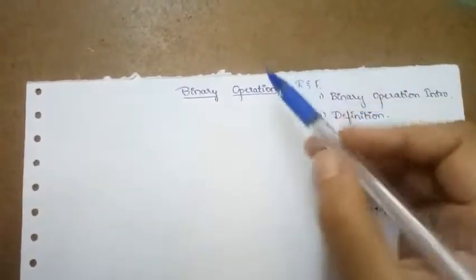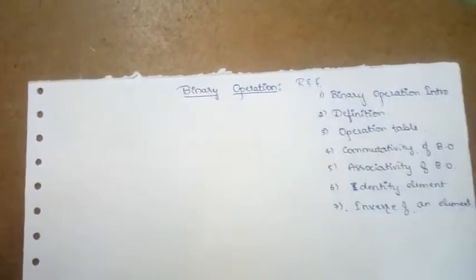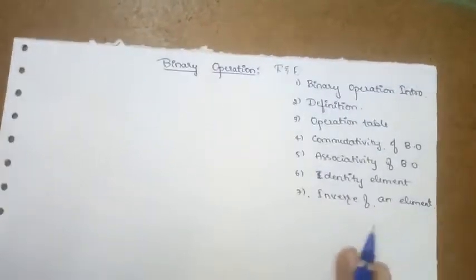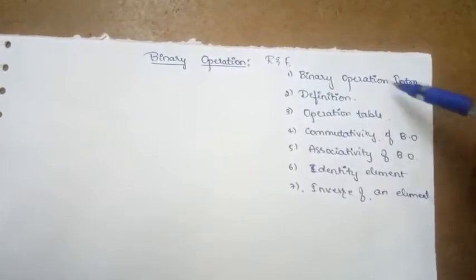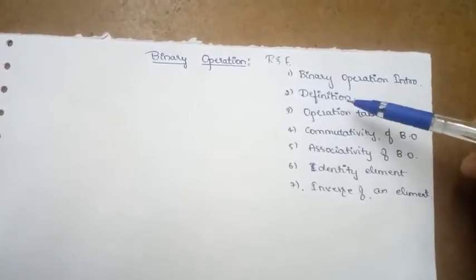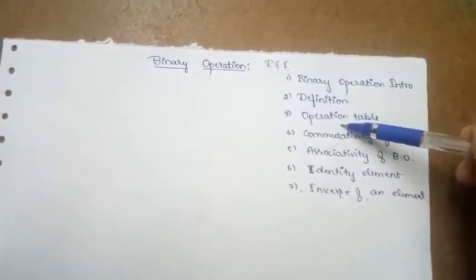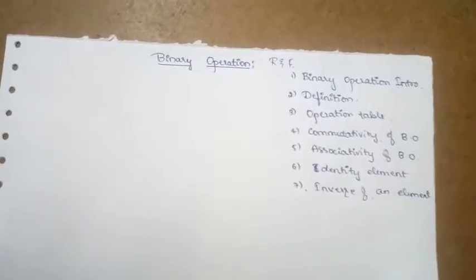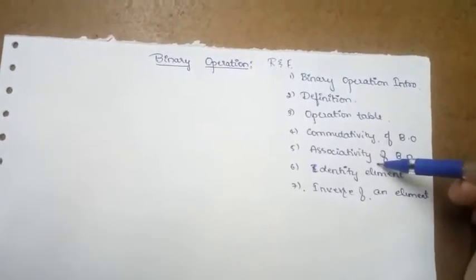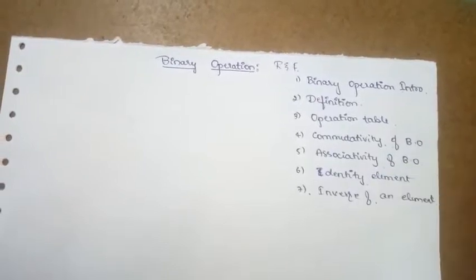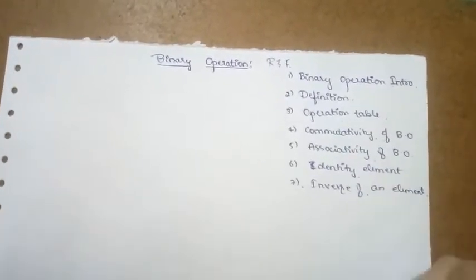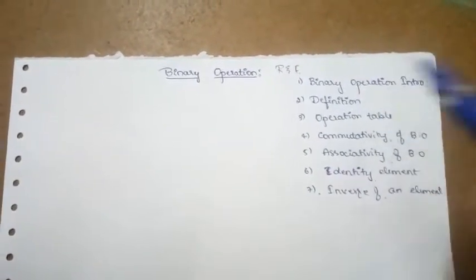So today, these are the topics which come under the binary operation: beginning with the introduction regarding binary operations, then the definition, operation table, commutativity of binary operation, associativity of binary operation, identity element, and inverse of an element. These are the concepts which come under the binary operation. So let us go step by step through each of the concepts.